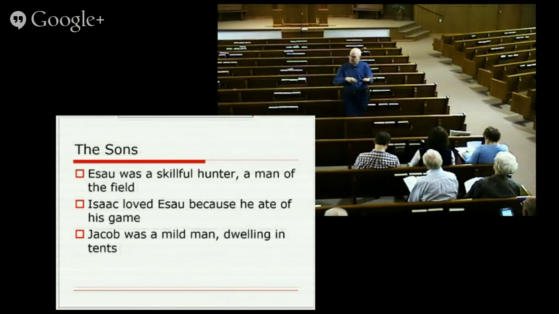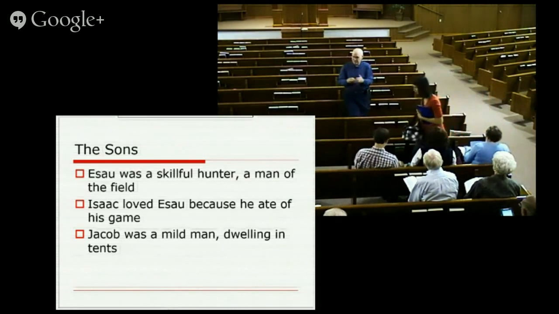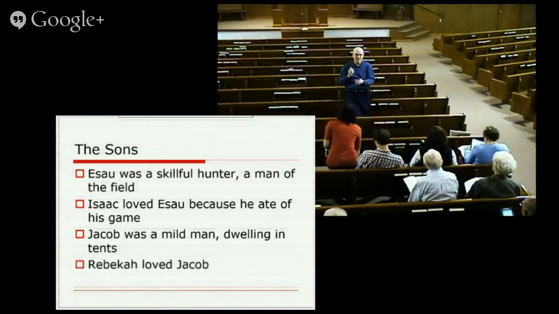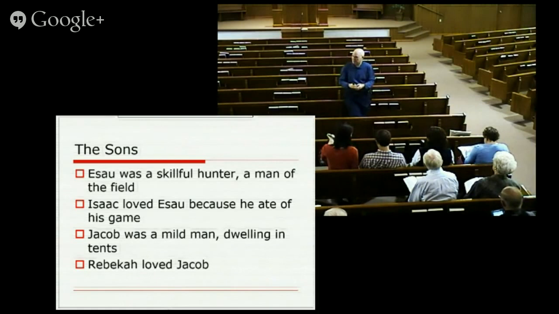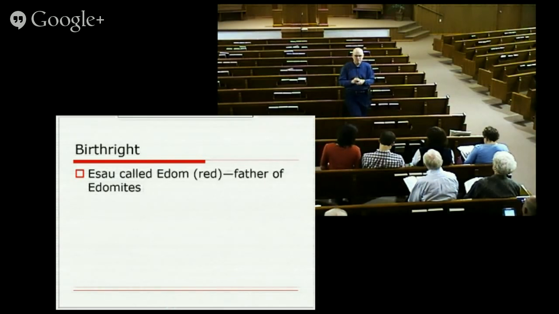Jacob, on the other hand, is the opposite. He's a mild man who likes living in the tents, around the domestic part of the operation, if you will. And he is favored by his mother, Rebekah. So we have some favoritism going on with the two, and that's going to come into play again as we go through the lesson tonight.